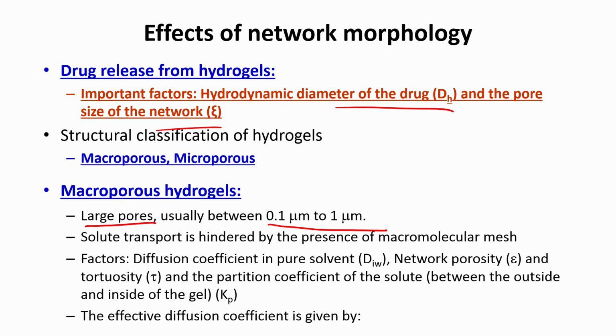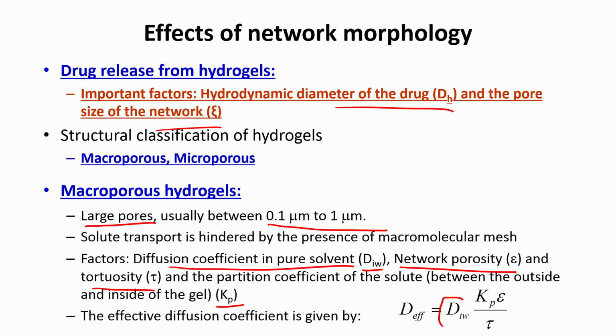Of course, the drug is going to collide with the mesh as well, and so the different factors that we can introduce are, first, the diffusion coefficient in the pure solvent. Let us say if there was no mesh, then the diffusion coefficient would have been D_iw. Another thing we are defining is network porosity, which we already defined, and tortuosity. Then the drug may have some partition coefficient, because it may have a different solubility between the outside water and inside the gel. Let us say that partition coefficient is defined as Kp, then we can use these terms to modify the equation that we just listed in the last slide.